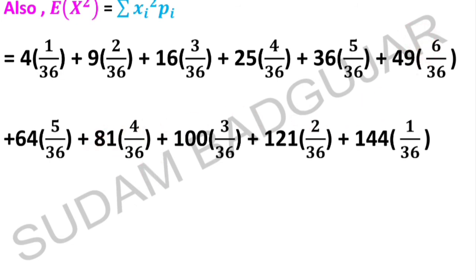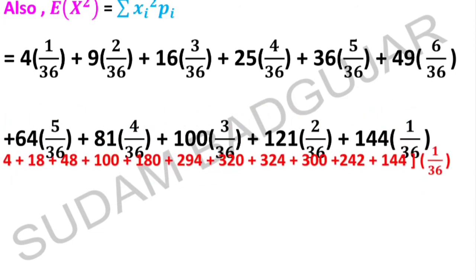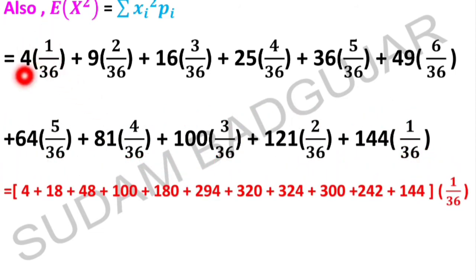Now again, taking 1 by 36 common, you will get, see here, 4 into 1 is 4, 9 into 2 is 18, 16 into 3 is 48, 25 into 4 is 100, 36 into 5 is 180, 49 into 6 is 294, then 64 into 5 is 320, 81 into 4 is 324, 100 into 3 is 300, 121 into 2 is 242 plus 144 into 1 is 144. The 1 upon 36 is outside.